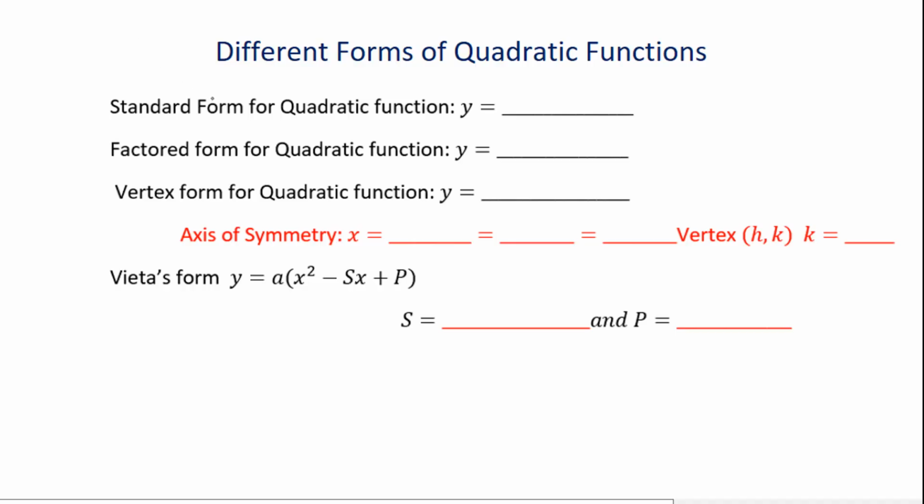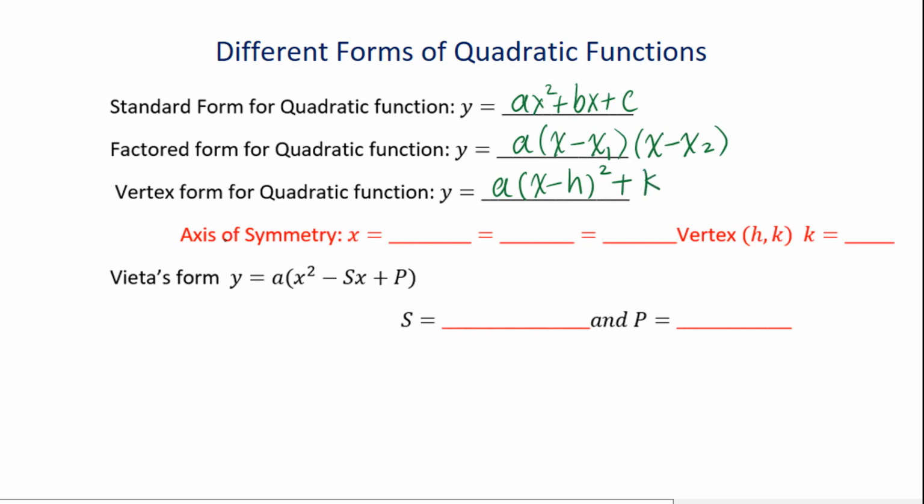This video is about the sum and product of the roots in quadratic functions. First of all, let's talk about different forms of quadratic functions. Standard form will be y equals ax squared plus bx plus c. Factored form is a times (x minus x1) times (x minus x2). Vertex form is a times (x minus h) squared plus k.